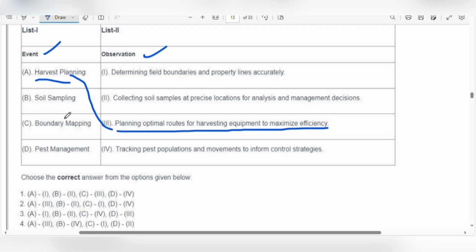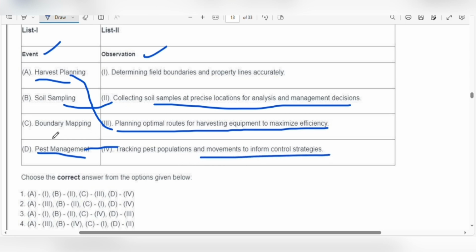Soil sampling is collecting soil samples at precise locations for analysis and management decisions. Pest management is tracking pest population and movements to inform control strategies, and boundary mapping is determining the field boundaries and property lines accurately. This question is from precision agriculture, say remote sensing, GIS, and all those, but it feels more like an English question. If you know the meaning of the words, you can easily do it.